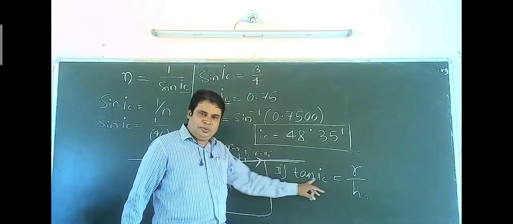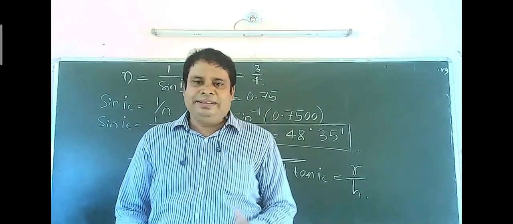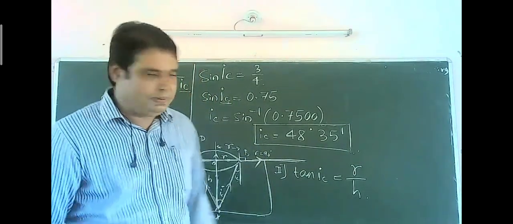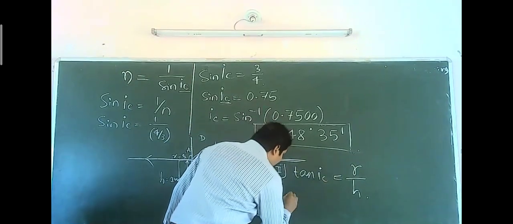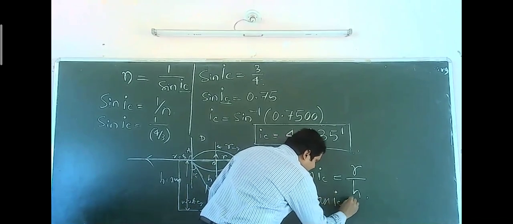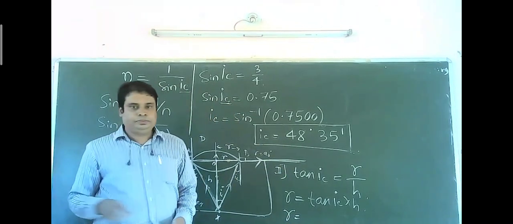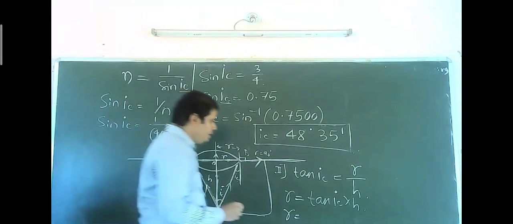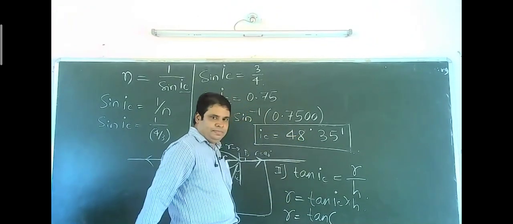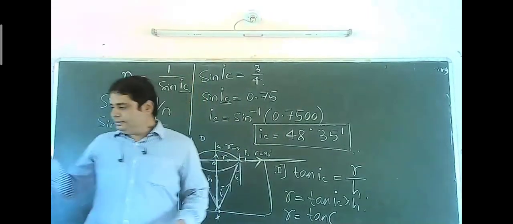Here, IC is known, so we can find tan IC, no problem in that. H is given in the problem as 1 meter, so definitely we can find R. Okay, this is the idea behind this problem. R, the radius, will be equal to tan IC into H. Tan angle IC is 40 degree.